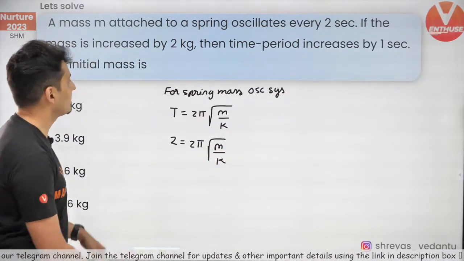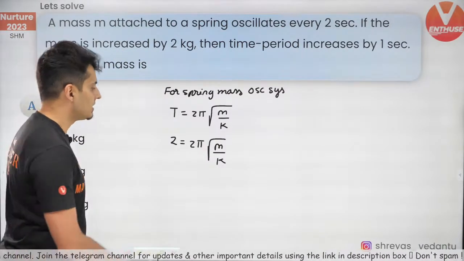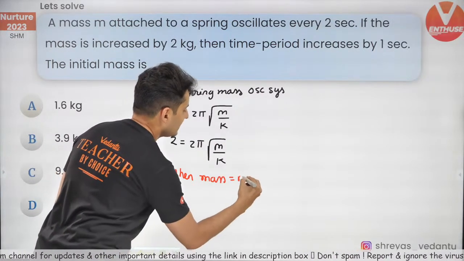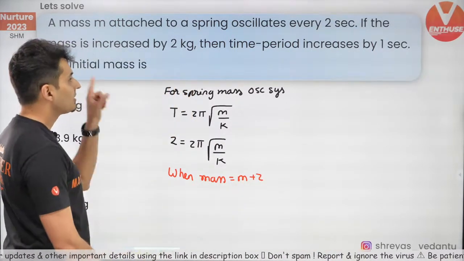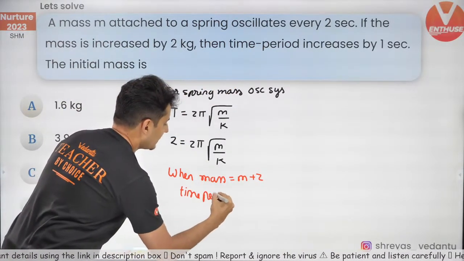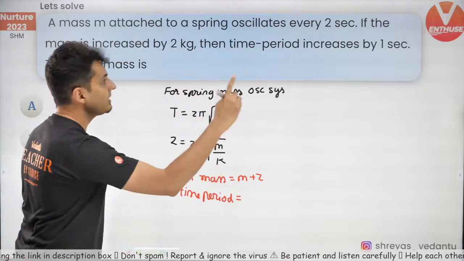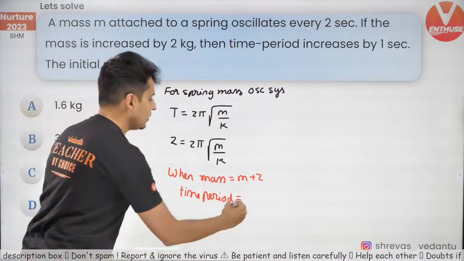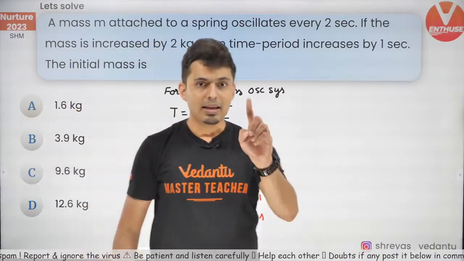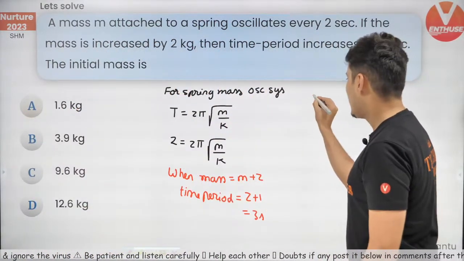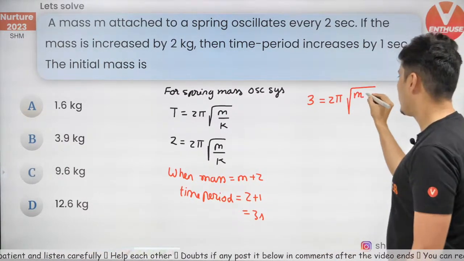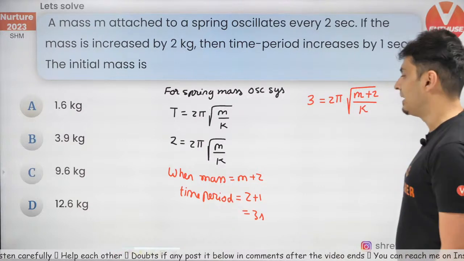Now, here is the next catch. If you increase the mass by 2 kg, when the new mass is the previous mass plus 2 kg, the time period increases. What is the new time period? It increases by 1 second. The previous time period was 2, so 2 plus 1, which is nothing but 3 seconds. So, if I again use this formula, the time period is 3. Here I have 2 pi under root, instead of m, I have m plus 2 divided by k.